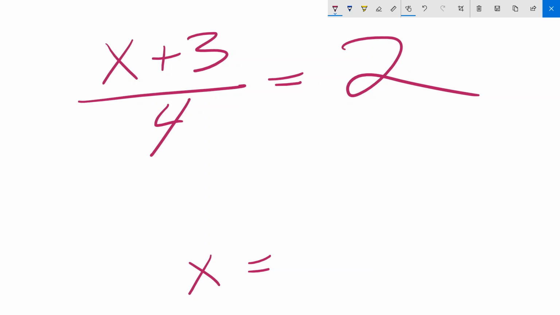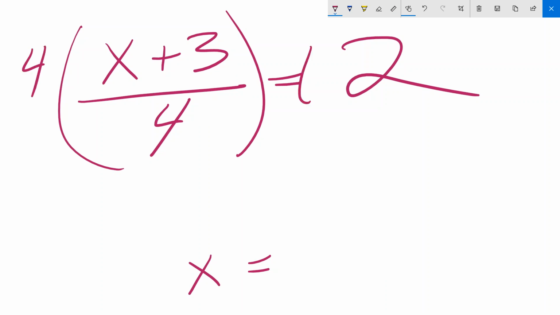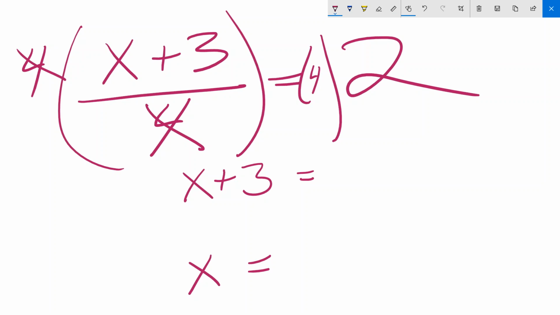So the 4 is a divider right now, correct? So how do I get rid of it? You always do the opposite. Whatever that number is you're trying to get rid of. It's a divider, so what do I got to do? Multiply. Yeah, multiply both sides by 4. Like that. Okay? And that becomes 1. 4 over 4 is 1. So now I have x plus 3 equals, well, what's 4 times 2? 8.